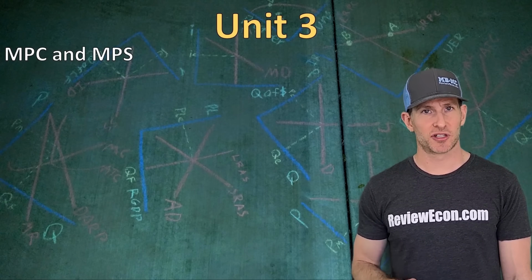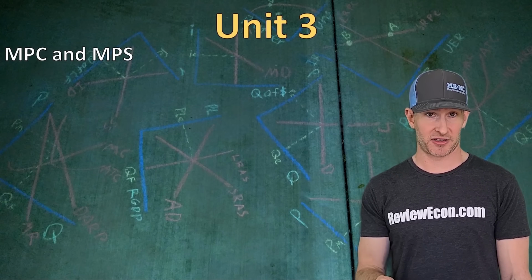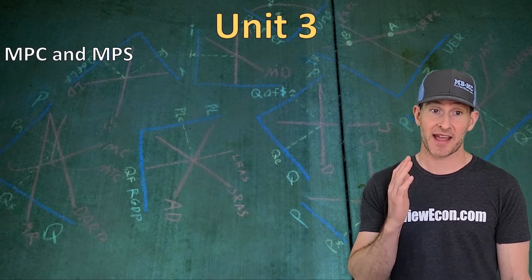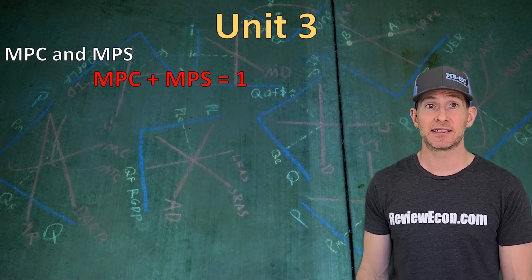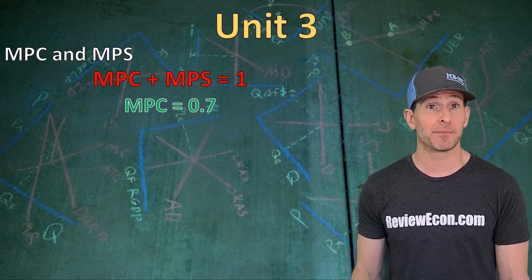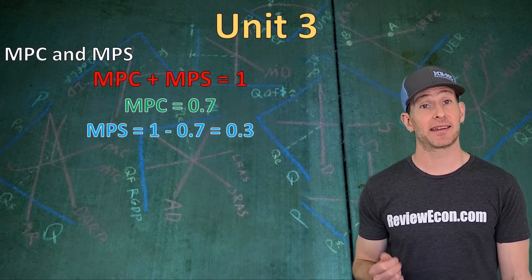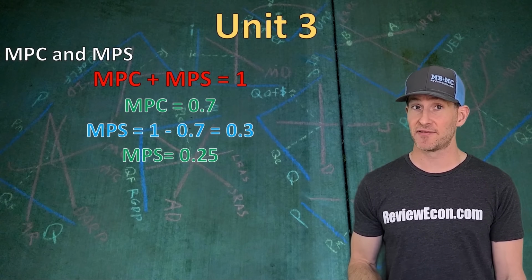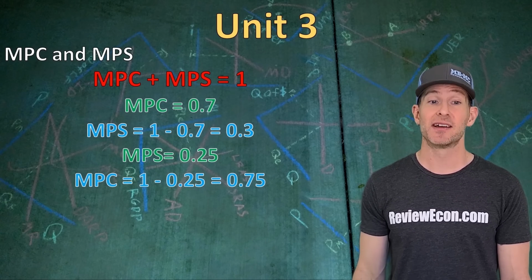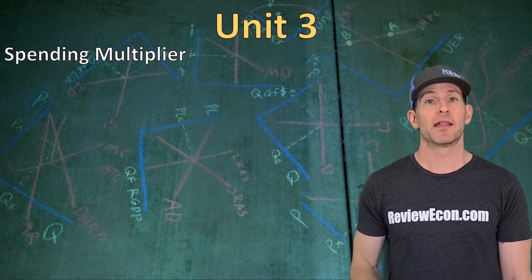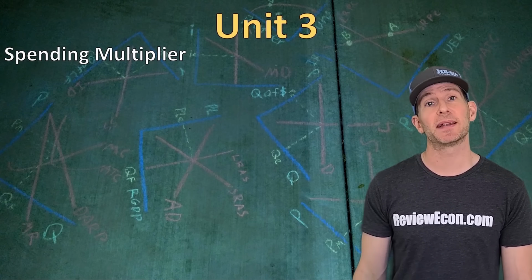Since all of a consumer's money will either be spent or saved, the marginal propensity to consume and the marginal propensity to save added together will always equal 1. So if I have an MPC of 0.7, what's my MPS? Do the math, it's 0.3. If on the other hand I have an MPS of 0.25, my MPC will be 1 minus that 0.25, which is 0.75. The MPC and the MPS are important for macroeconomics in determining the spending multiplier.